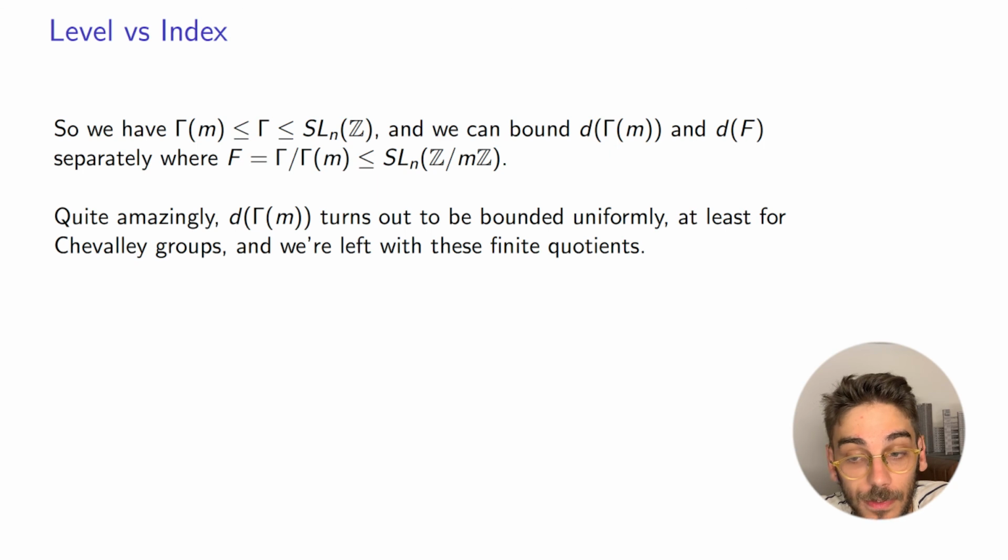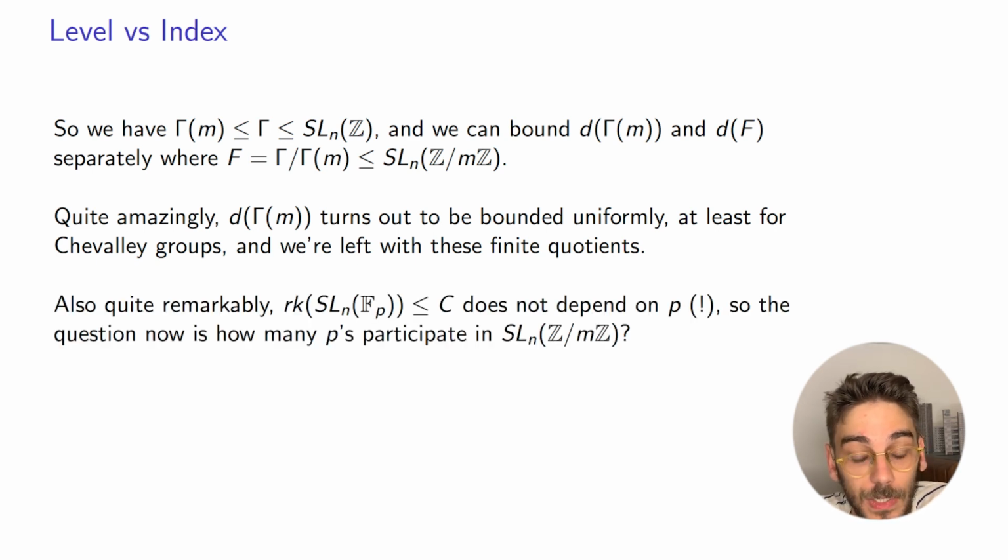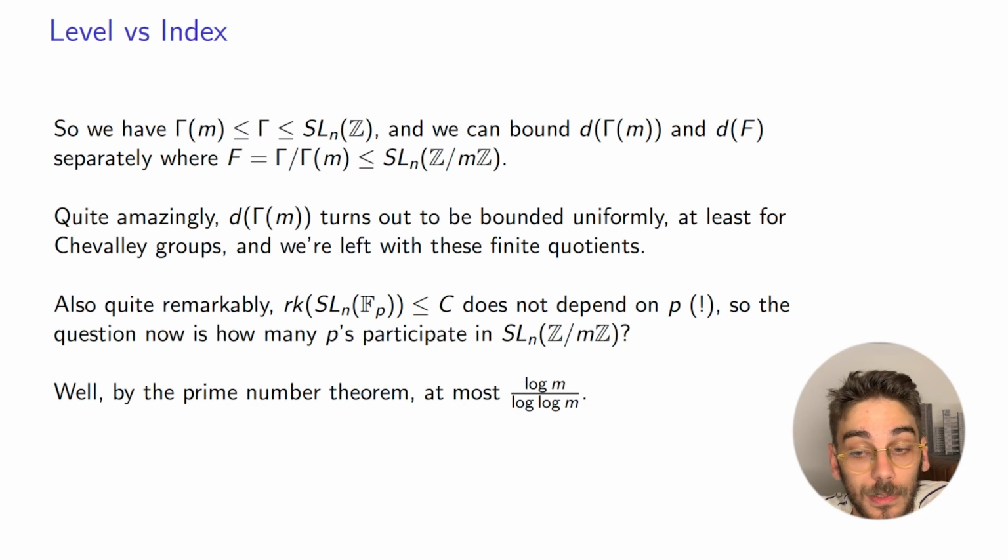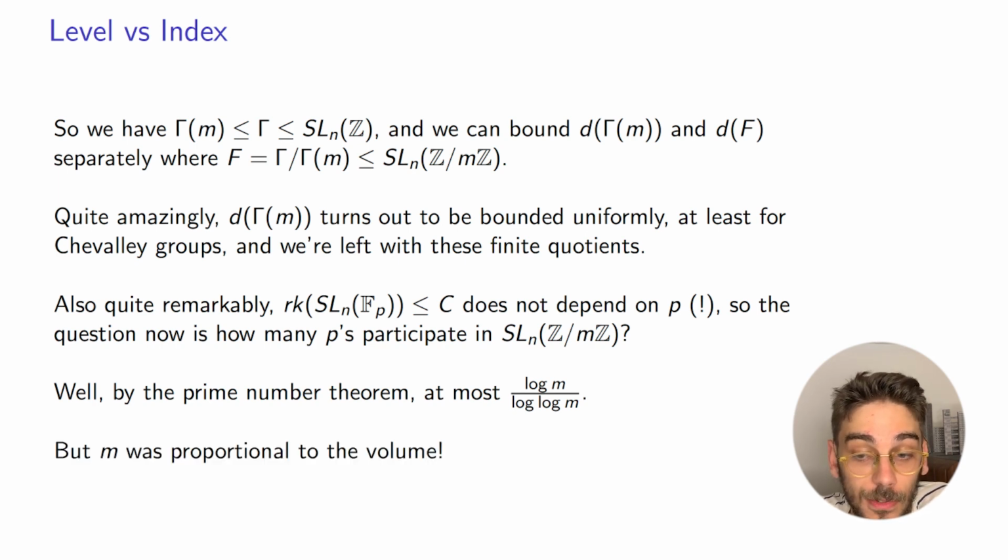And we're left with these finite quotients, but also, quite remarkably, the subgroup rank of SL_n(F_p) is also bounded uniformly, and it does not depend on p. So the question now is how many p's participate in SL_n(Z/MZ)? The answer is, by the prime number theorem, at most log M over log log M. But if you remember, we saw that M was proportional to the volume of gamma, so the number of generators of gamma is proportional to log the volume over log log the volume.